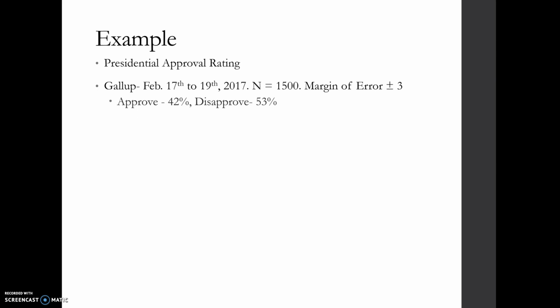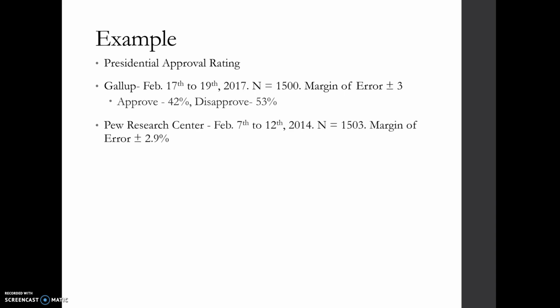You don't have to know where we get this number. I usually will provide this even during quizzes or exams, so you don't need to worry about that. Just know when you have the margin of error, you put it plus or minus the margin of error to the number you get from your sample. So in this case, the approval rate will become a range 42 plus and minus 3. Disapproval rate will become a range 53 plus and minus 3.